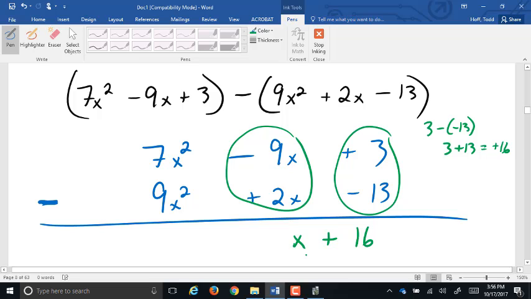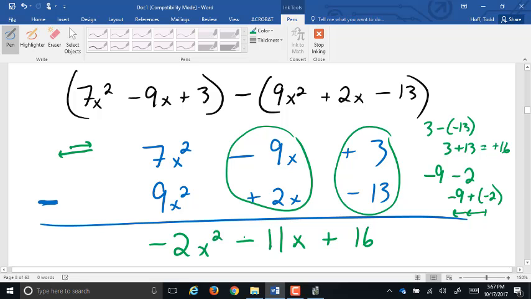Now then this, negative 9x minus 2x, we know the name's going to be x because we keep the same name. It's negative 9 minus 2, which is going to become negative 9 plus a negative 2. At least we can now do our integers. We got negative 9 and negative 2 makes negative 11. And 7 minus 9, positive 7 minus 9 is negative 2x squared.